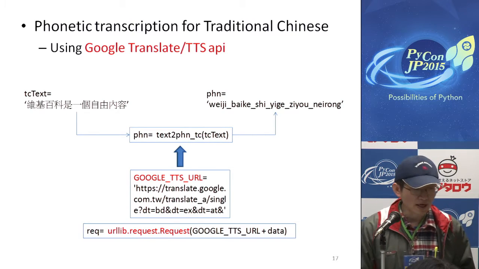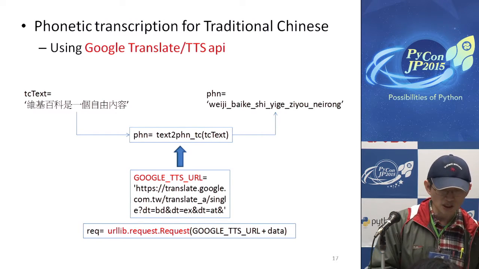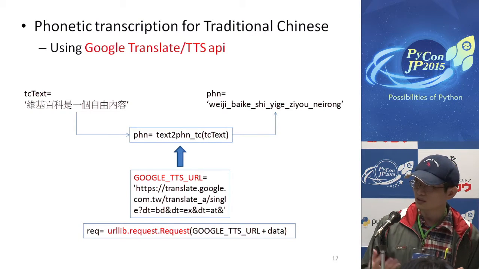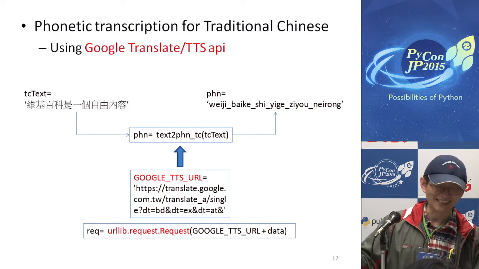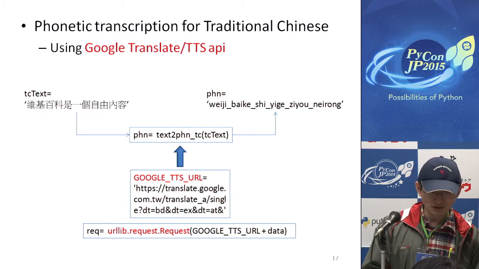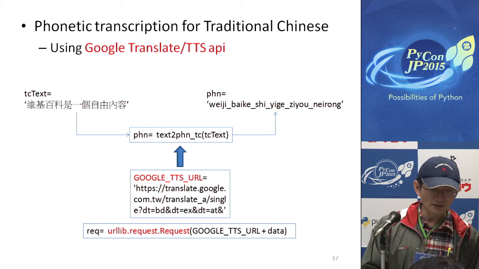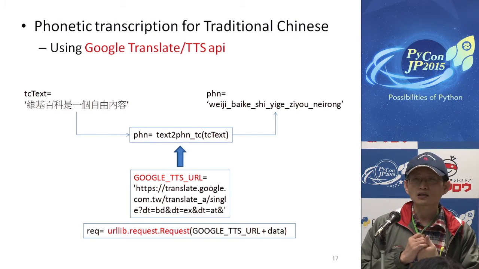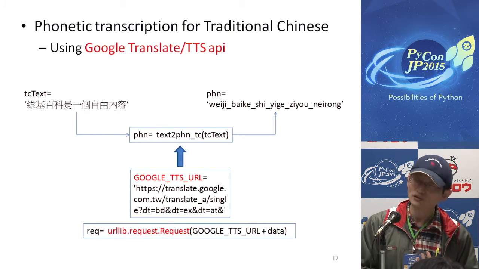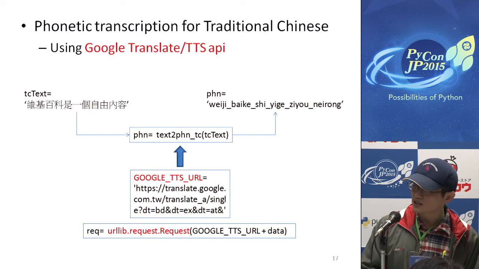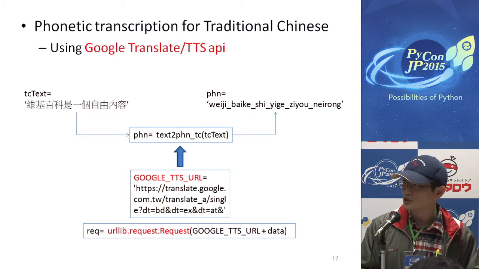And the second is for traditional Chinese. Currently, it is a little bit of a shame. We do not have an open source module that we can use to do phonetic transcription. But thanks to Google again, we just put our characters there, and then get some phonetic symbols. That is a kind of so-called pinyin. Pinyin is a kind of phonetic transcription for the Chinese language.